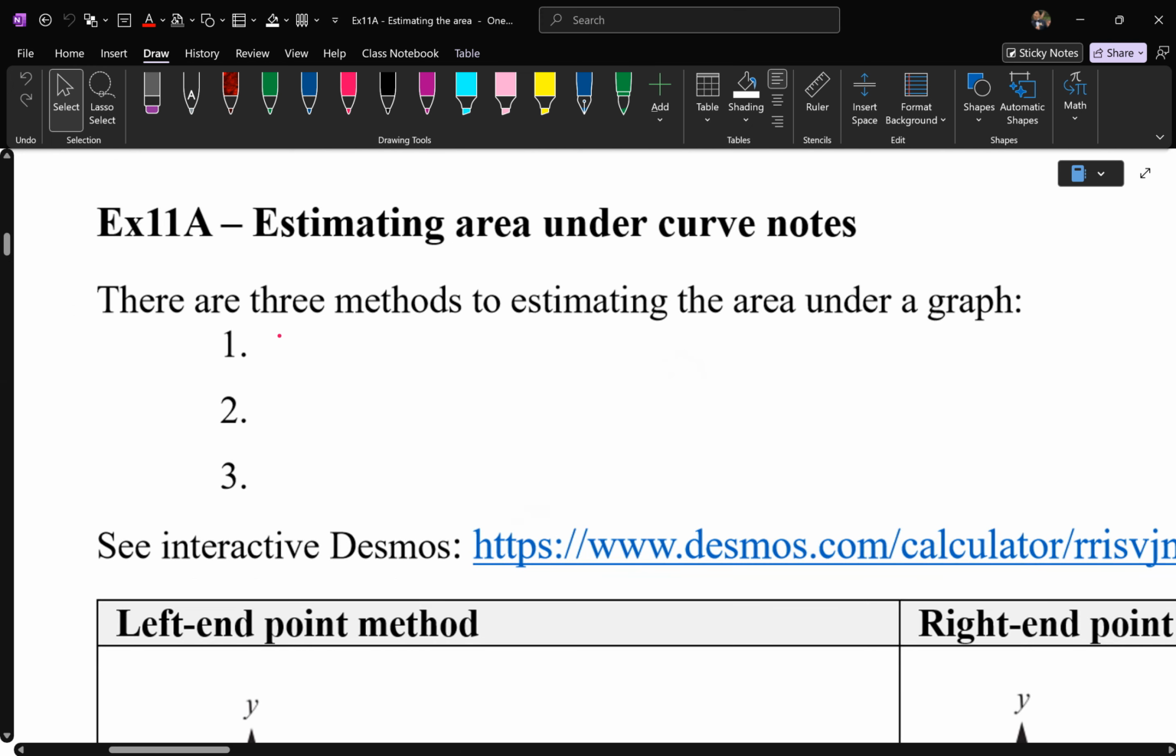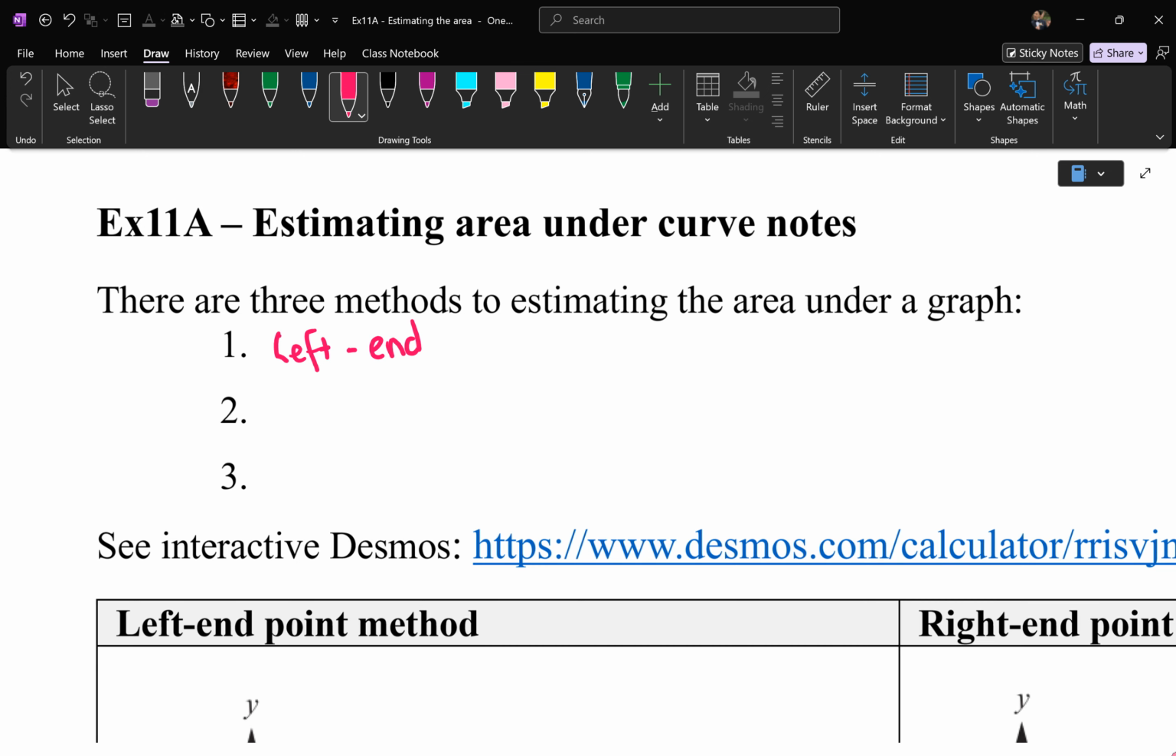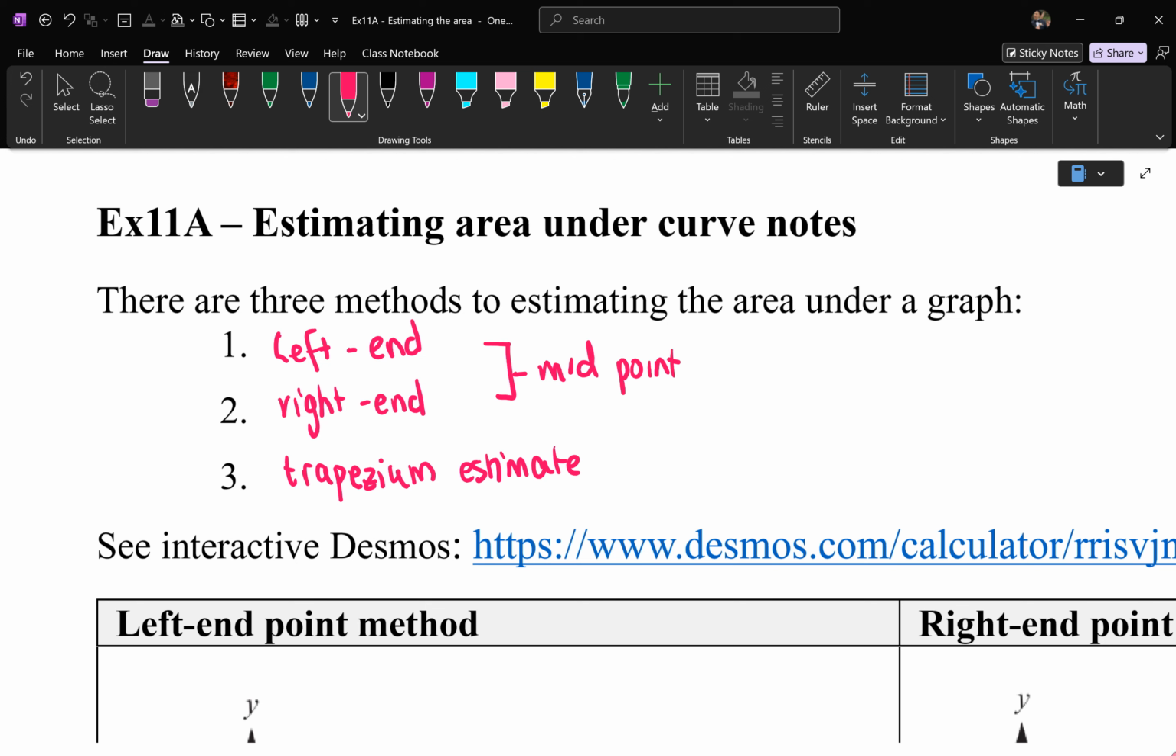Three methods. You've got your left end. So you need to know how to do it the left end way. Right end method. And then you've got the trapezium. In the States, I believe they even learn the average between the two. I think they call it the midpoint or the average. But I'm going to show you it anyway, just so you have an idea of how it works.